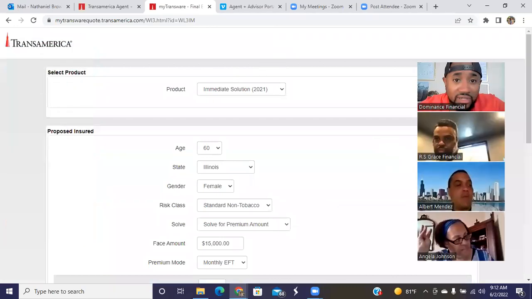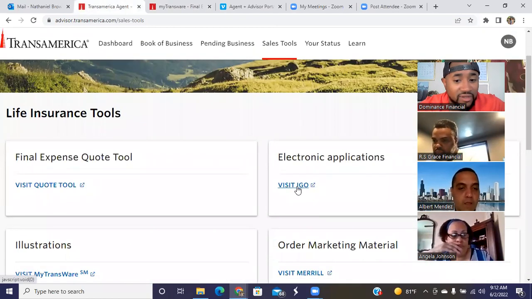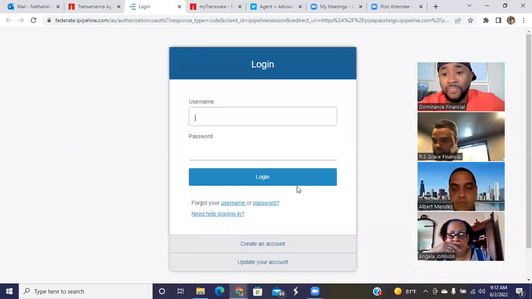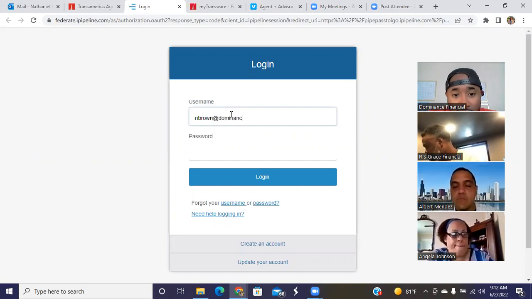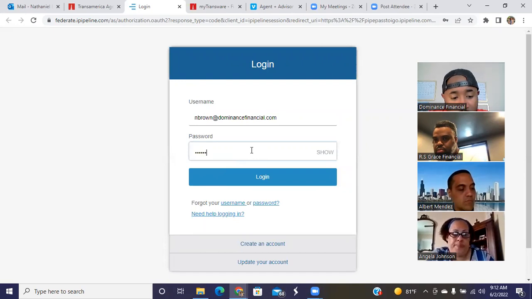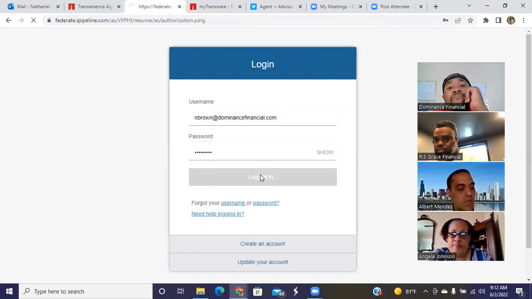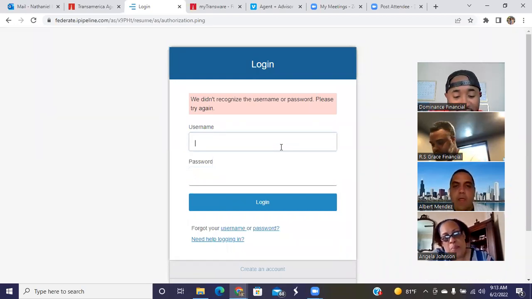Let's take a moment here and go back and look at the e-app, to see what kind of questions are asked for this particular carrier. So let's go to iGo real quick. Let's see. I don't think I've ever had to log in this way. Let's see if it recognizes me. Anybody else had to log in to iGo this way? No, I always go through the actual portal and then go in.